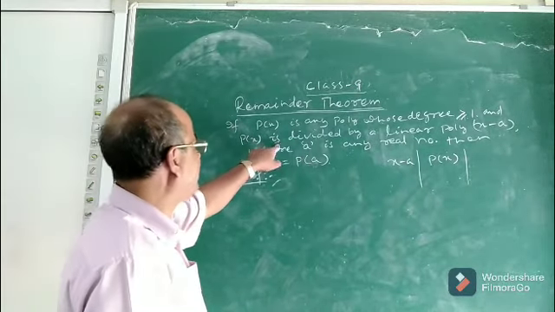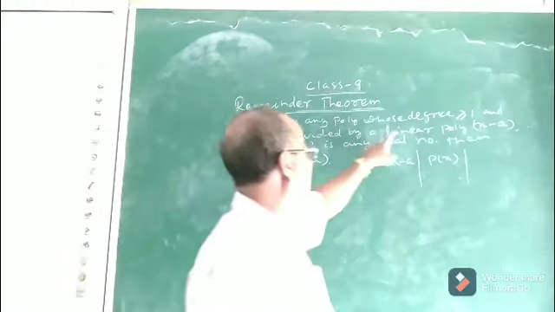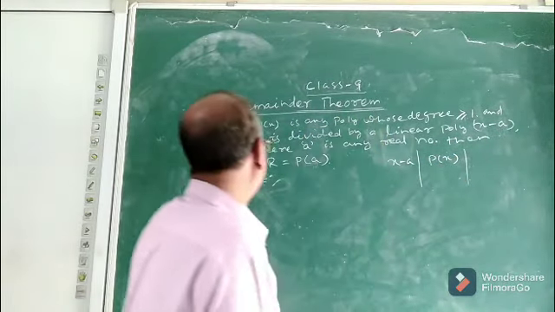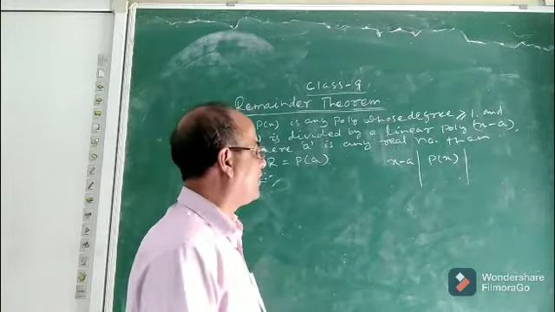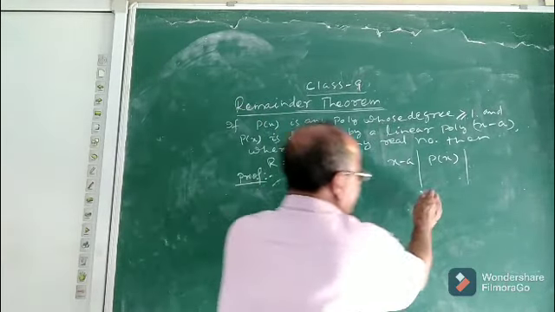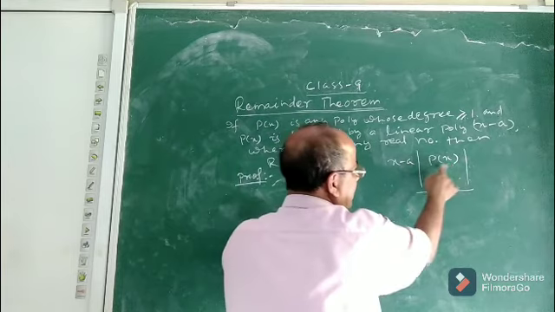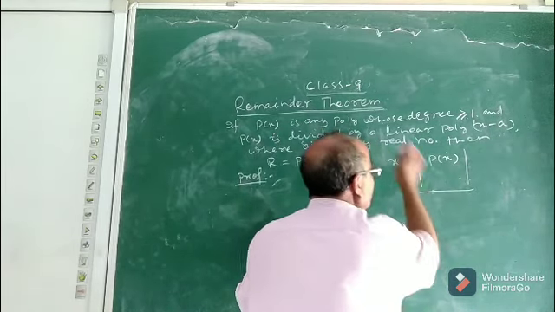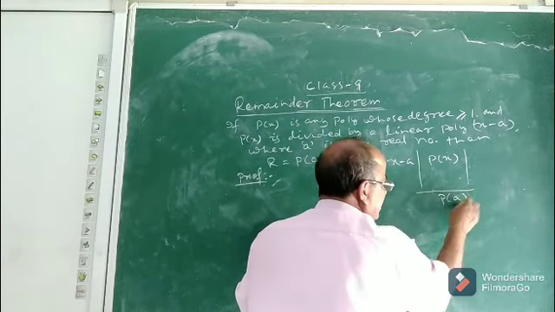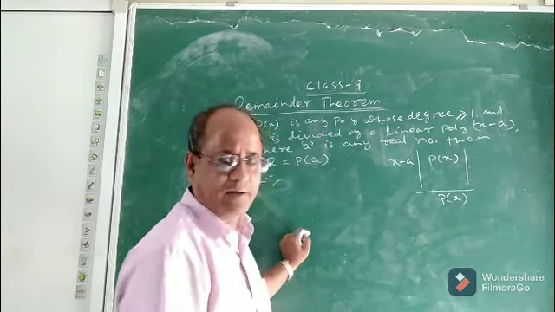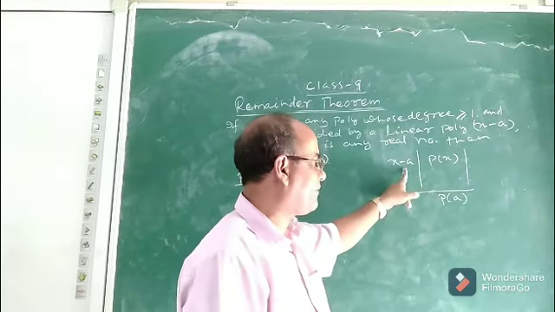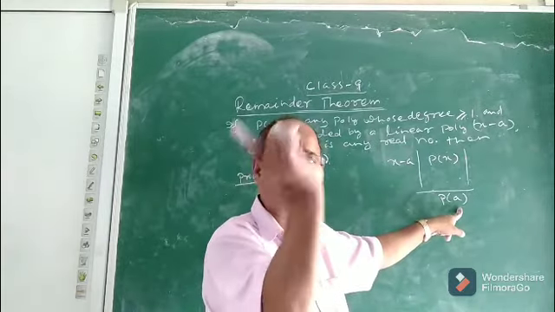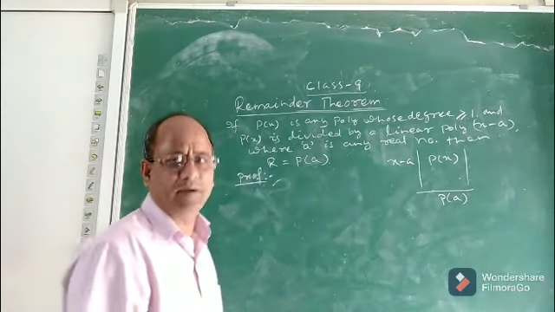And P of x is divided by a linear polynomial, suppose x minus a. This is a linear polynomial having degree 1, where a is any real number, then the remainder is P of a. You see, here is the diagram. Suppose P of x is the dividend, this is the divisor. Whatever the quotient may be, the remainder theorem says that the remainder will be P of a, where a is any real number. Okay, let us prove it mathematically.